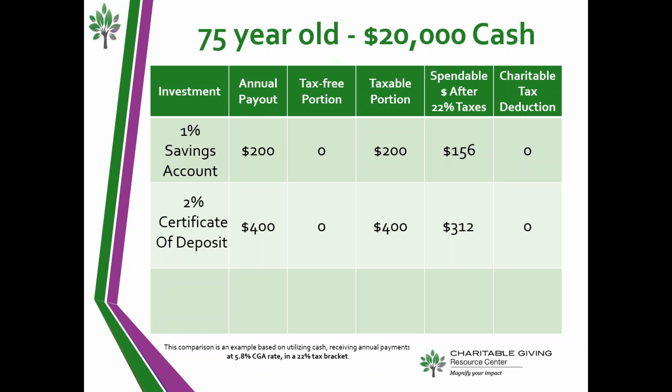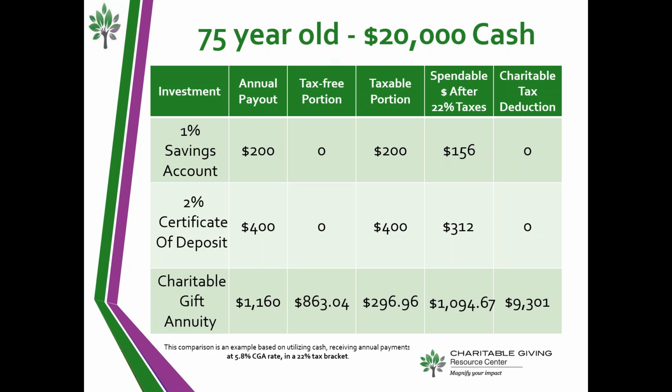I'll tie it up for a couple of years and I'll get 2%, which is $400 a year. It's all taxable, but I get to spend $312. Or I could put that $20,000 with my favorite charity and could get a payout of $1,160 a year, as we just saw, of which $863 is tax-free. Taxable portion $296. So I've got $1,094 to spend versus $156 or $312. This is not a hard decision, is it, Mary? And in fact, on top of that, I get a one-time $9,300 charitable income tax deduction for this arrangement. Pretty good thing.